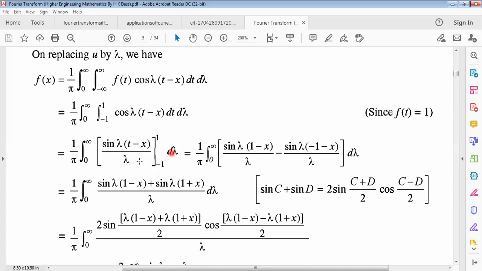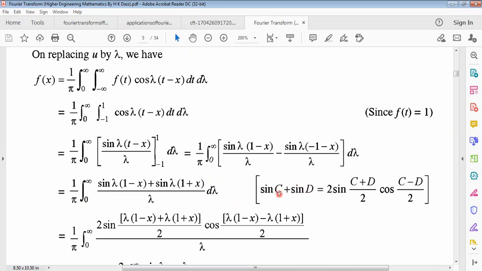And this is another integral, limits 0 to infinity, d lambda with respect to lambda. 1 by pi, 0 to infinity, and this can be written as sine, just putting the upper limit t equals 1 here, we get this one. Then minus, putting the lower limit minus 1 in place of t. So we get two parts after putting the limits of integration. Now taking lambda as the LCM of these two terms: 1 by pi, 0 to infinity, sine lambda (1 minus x) plus sine lambda (1 plus x), d lambda.